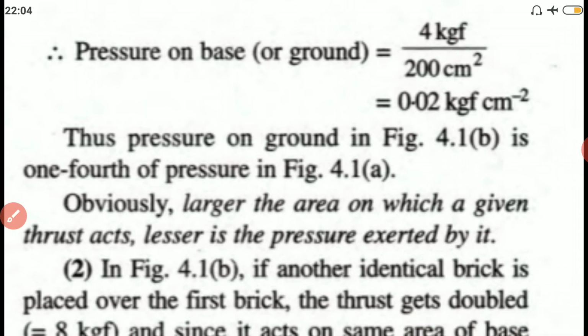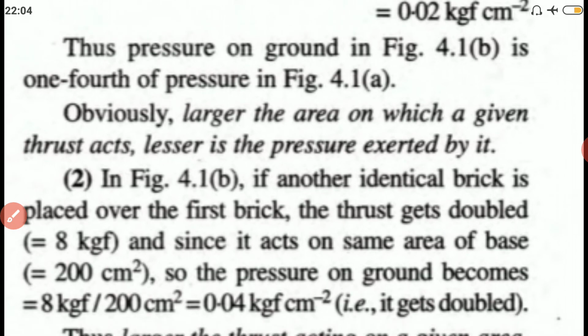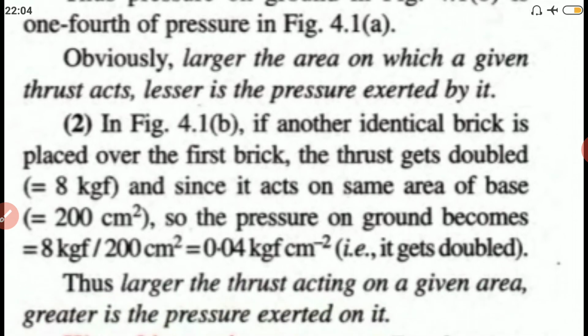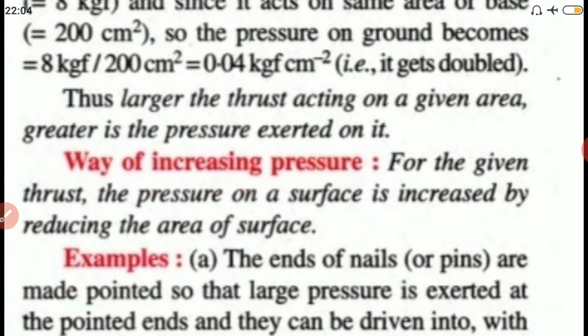In figure 4.1b, if another identical brick is placed over the first brick, the thrust gets doubled. It will become 8 kgf, and since it acts on the same area of the base, 200 centimeter square, the pressure on the ground will become 0.04 kgf per centimeter square. That means it gets doubled. Thus, the larger the thrust acting on a given area, the greater is the pressure exerted. I hope this is clear, this is not too hard.